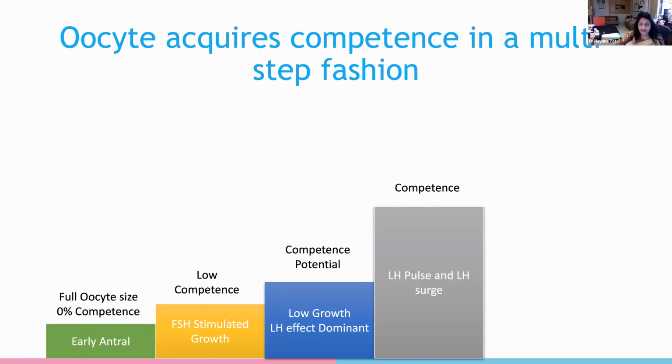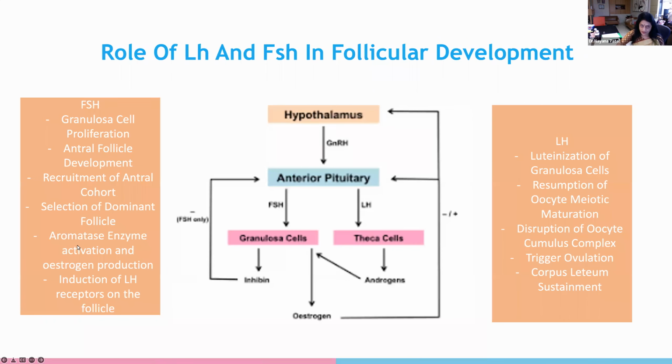And if we look at the competency of the oocyte, an early entrant is no good. With FSH growth, there is slow or low competence. Then comes the LH effect dominance in the later part, and finally that LH surge will make it a competent oocyte.